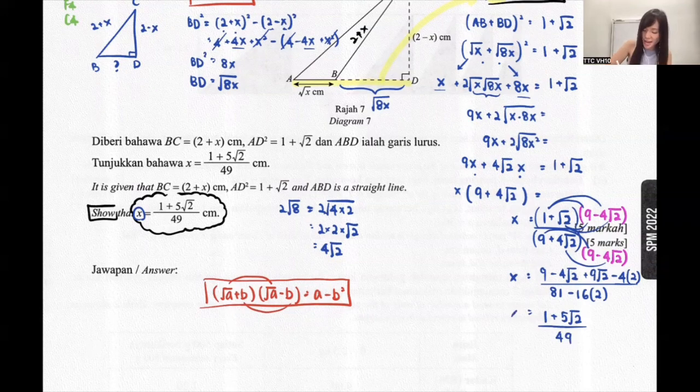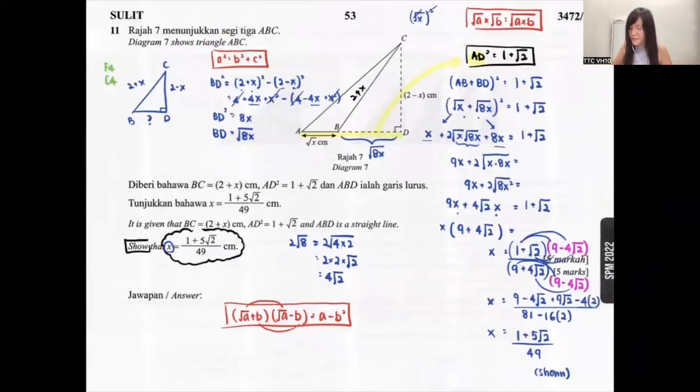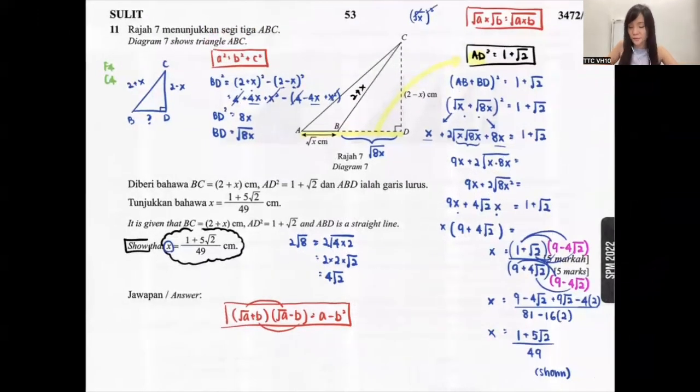Same answer. Proudly write the word shown. 5 marks. So where do the 5 marks come from? The moment you rationalize it, surely you have 1 mark, able to show 1 mark. Then when you're doing this part, getting 1 mark. And then do, what is that called? Pythagoras theorem, getting 1 mark.